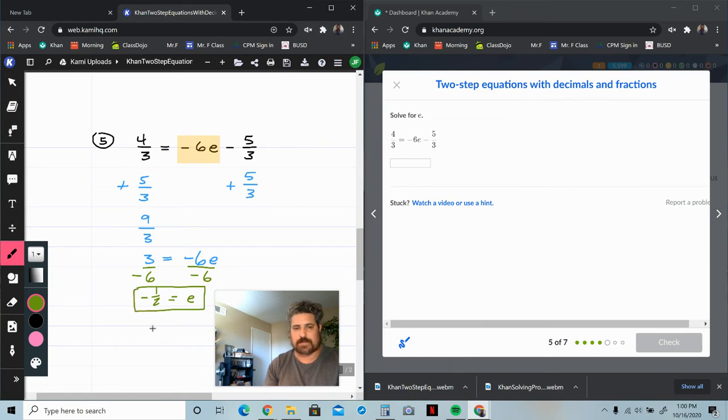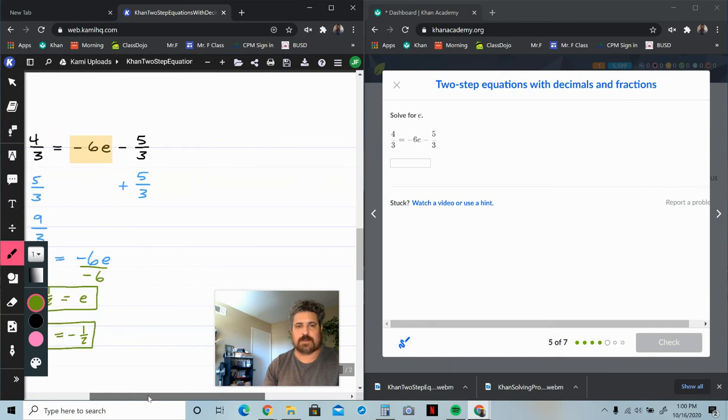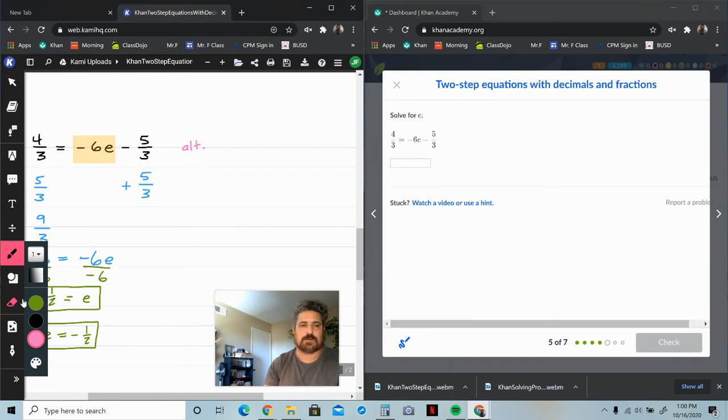If you want to have it like that, that's fine. If you want to write the variable on the left, that's fine as well. Either way, guess what e is equal to? Negative 1/2. In the alternate reality of how to do this problem, you could have gotten rid of the fractions by multiplying the whole thing by 3. So what would that look like? You get 4/3 equals negative 6e minus 5/3.